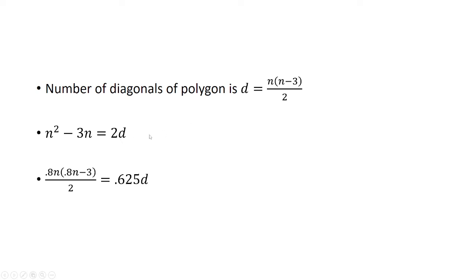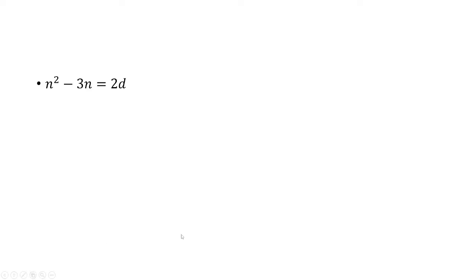Now the problem said to decrease the number of vertices n by 20%. That means we have 80% left. So instead of 1n, we have 0.8n. And then we decreased the number of diagonals by 37.5%, which means that we're left with 62.5%. So if I multiply both sides by 2 and distribute the 0.8n, I end up with this equation. So now I'm left with two equations, two unknowns.